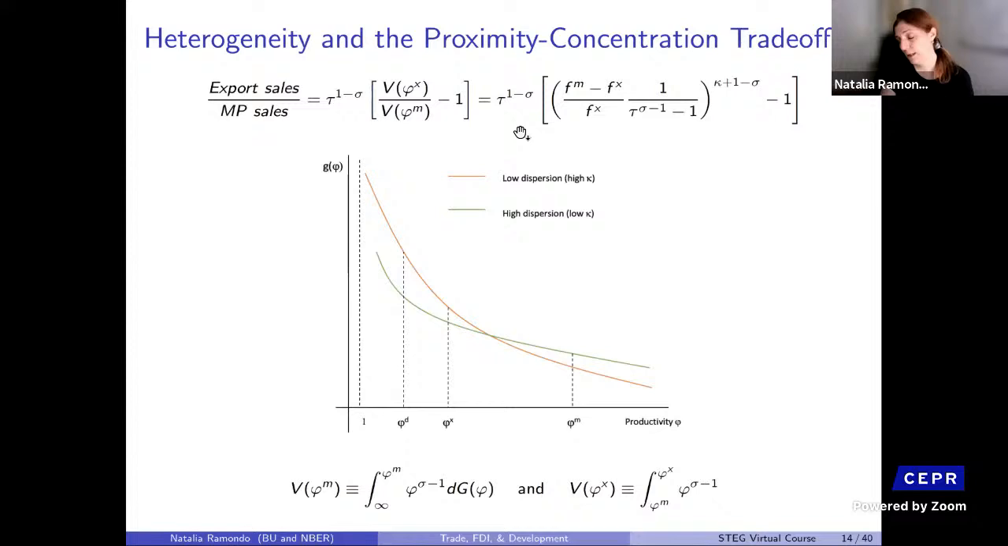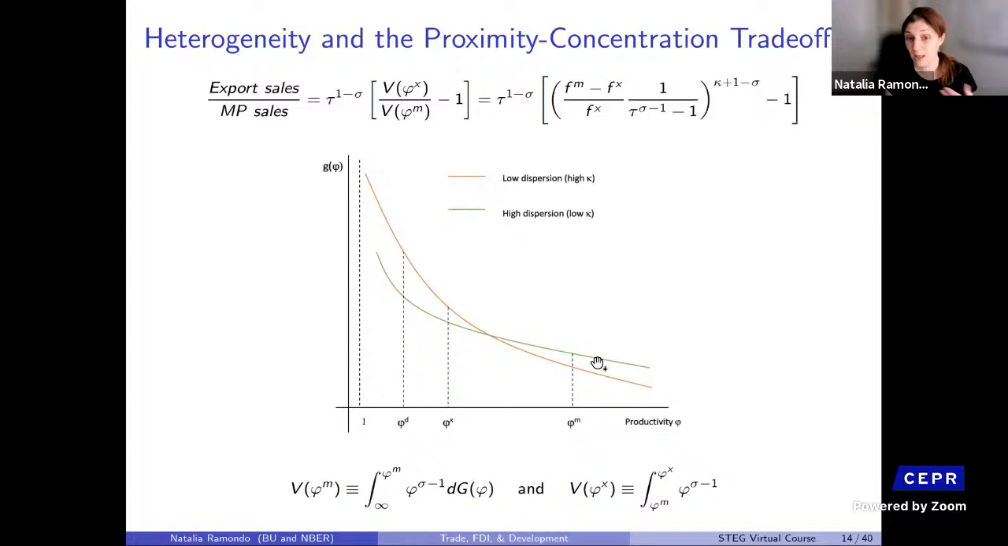And then there is this parameter kappa that, you remember, is the Pareto shape parameter. The prediction that the authors are going to test is how this kappa being lower or higher correlates with this ratio of exports to MP, and they're going to do that across industries. So the intuition is very simple. This is the density of a low and high dispersion productivity distribution. These are just some of the cutoffs. The one with high dispersion, the green line, you see has more mass on the right, so you will have more MP activity in that type of industry, with a lower kappa.